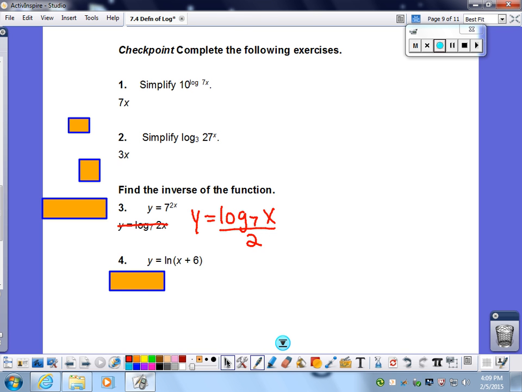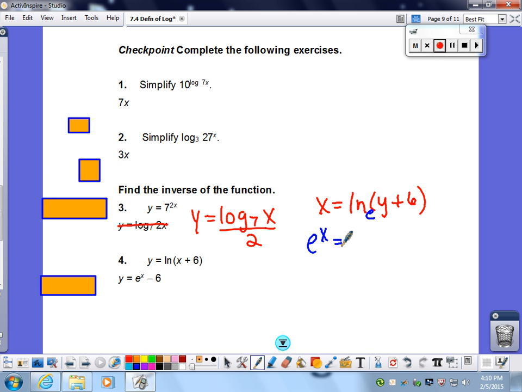All right, let's try the next. Here's the answer to the next one. Y equals e to the x minus 6. All right, let's see how we work that one. Switch the x and the y. X is equal to natural log of y plus 6. All right, remember our implied base is e. All right, change the form. So we're going to have e to the x is equal to y plus 6. Subtract 6, y equals e to the x minus 6.